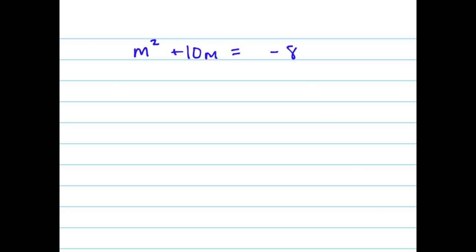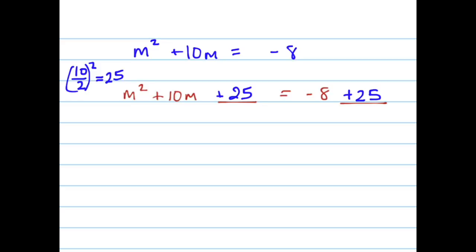So we're going to pause the video, give you a chance to try it, and then we'll go over it together. What was our first step? Okay, so that's going to fill in our missing spot, right? So we divide 10 by 2 and square it, we get 25. So we add 25 on both sides, all right? What do we get on the right-hand side? 17. And what does the left-hand side factor into? M plus 5 squared. Okay?